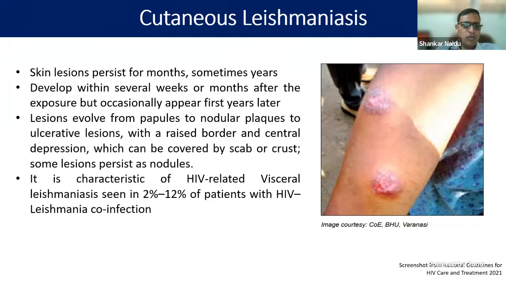These lesions can evolve from papules to nodular plaques to ulcerative lesions, which may or may not be painful, with a raised border and central depression. These lesions can be covered by a scab or a crust, and some lesions can persist as nodules. These kinds of skin lesions can persist for more than a month, and in some patients can persist for even years.